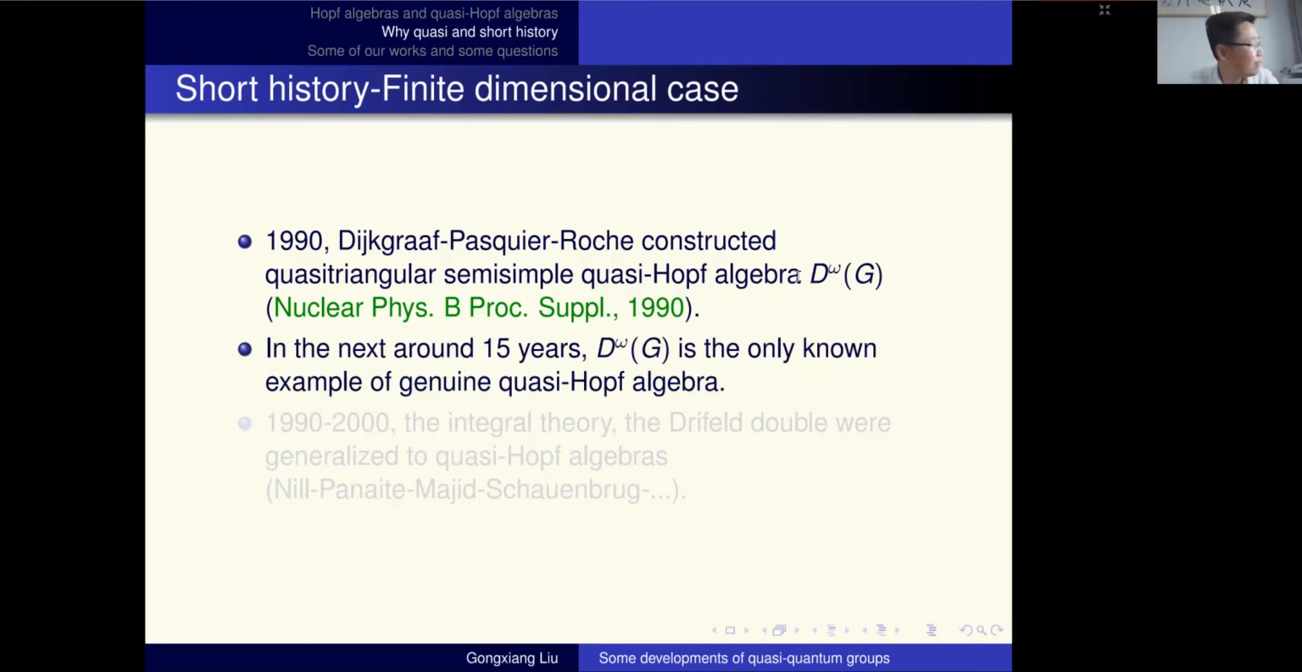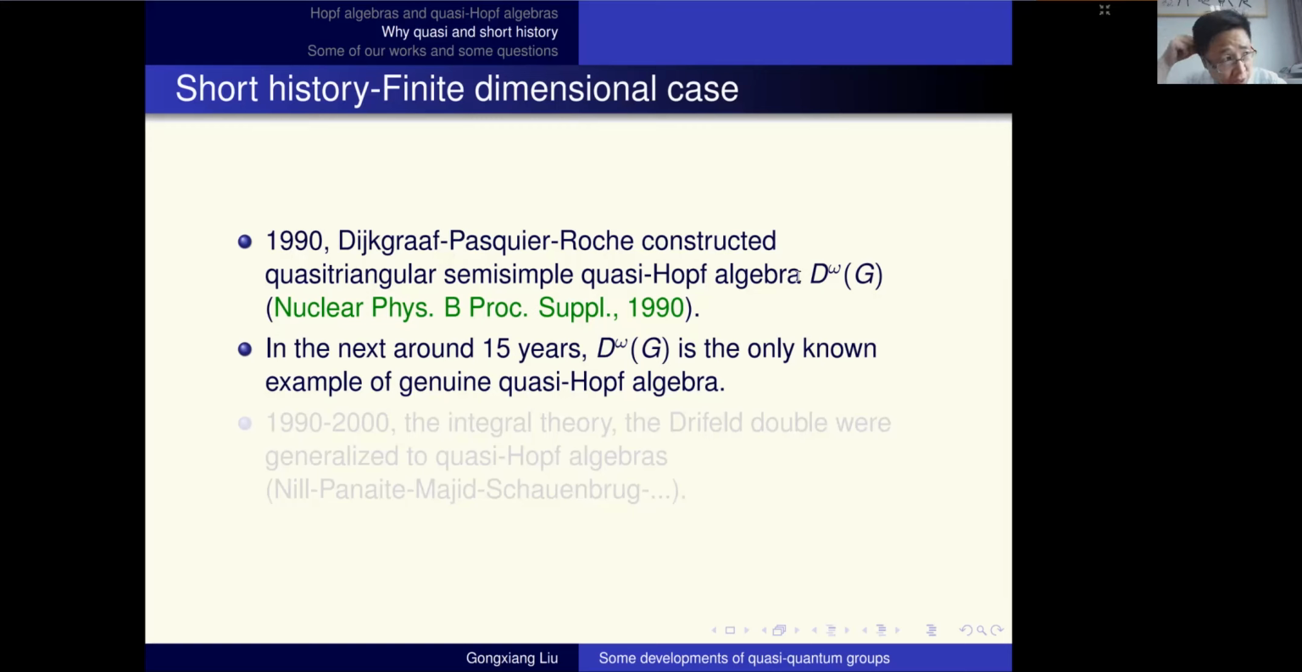In the next around 15 years, D^omega(G) may be the only known example of a genuine quasi-Hopf algebra. This is a class of quasi-Hopf algebras, so it provides some genuine quasi-Hopf algebras, but some of them are not. I have to say, determining whether a quasi-Hopf algebra is genuine or not is not an easy task.